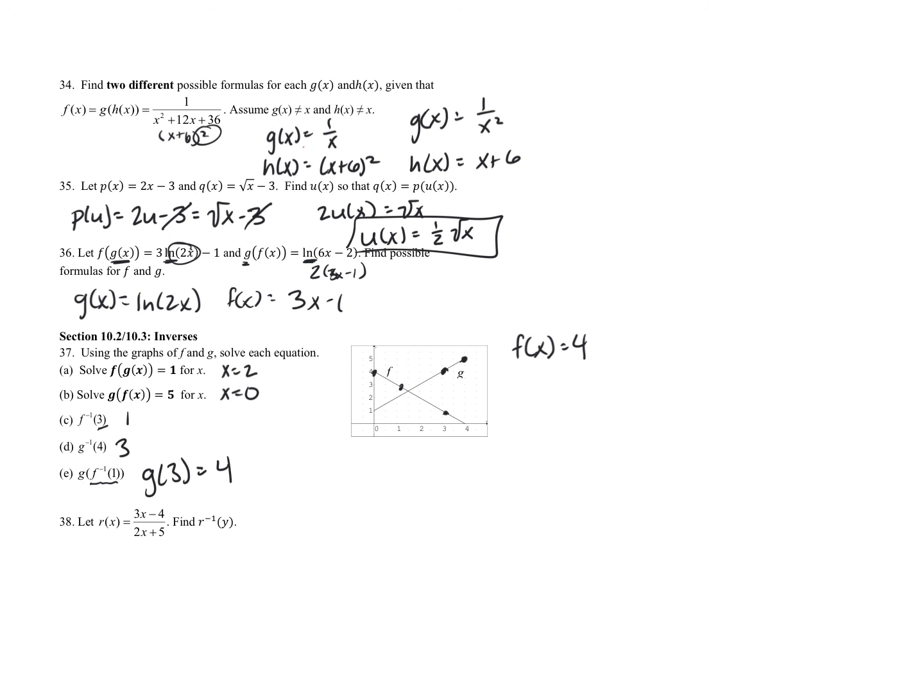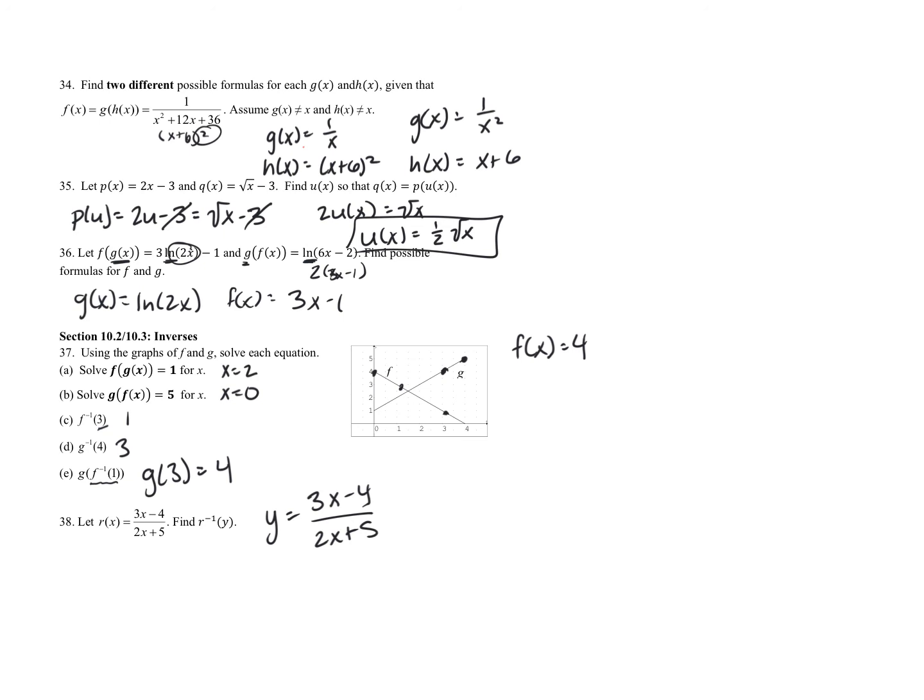All right, last question for the part. We want to let r of x equal (3x minus 4) over (2x plus 5), and we want to find the inverse. So what I'll do here is I'll set r of x equal to y. And now we want to manipulate this a little bit and get all the x's together and solve for x.